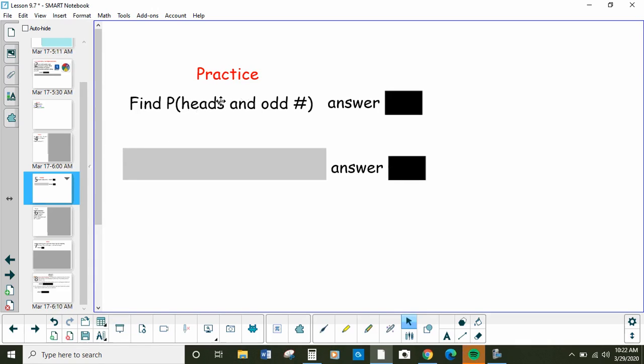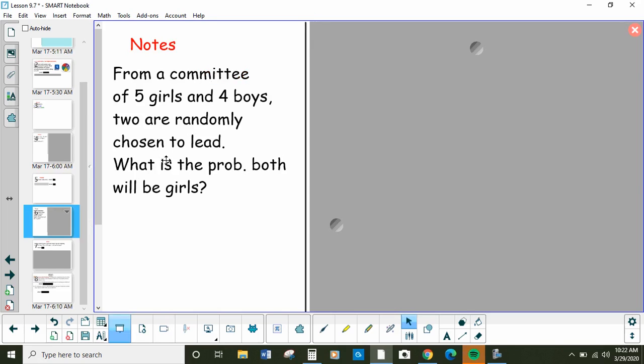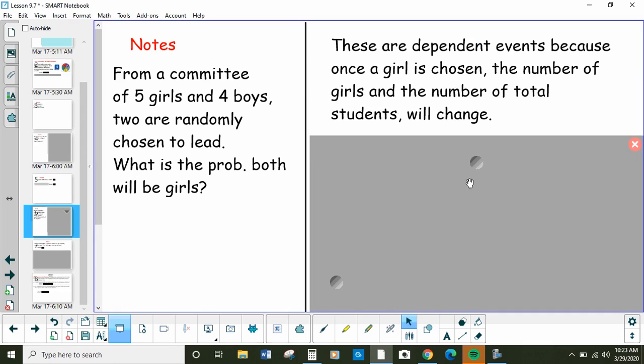The coin doesn't affect the die. And over here, it is dependent because of the number of students. Once you pick a girl, you're not going to pick her again, right? She can't fill two spots at one time. So this is dependent events because after you pick a girl, it's going to change the numbers.